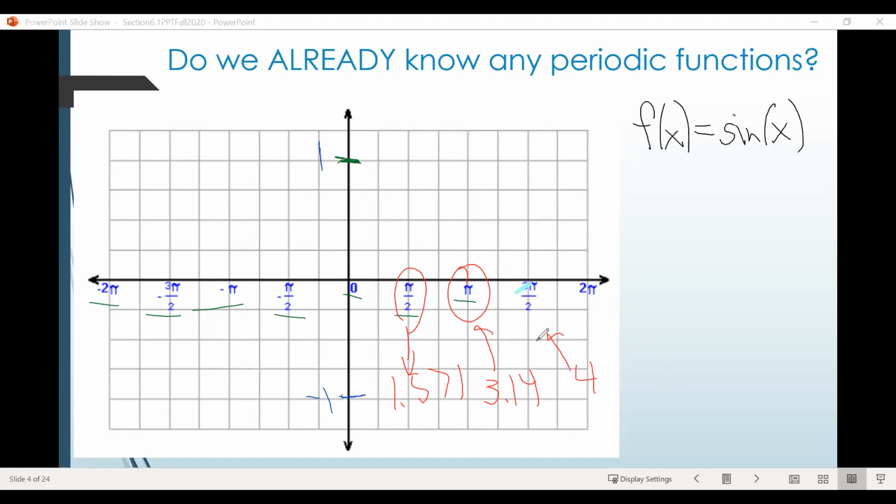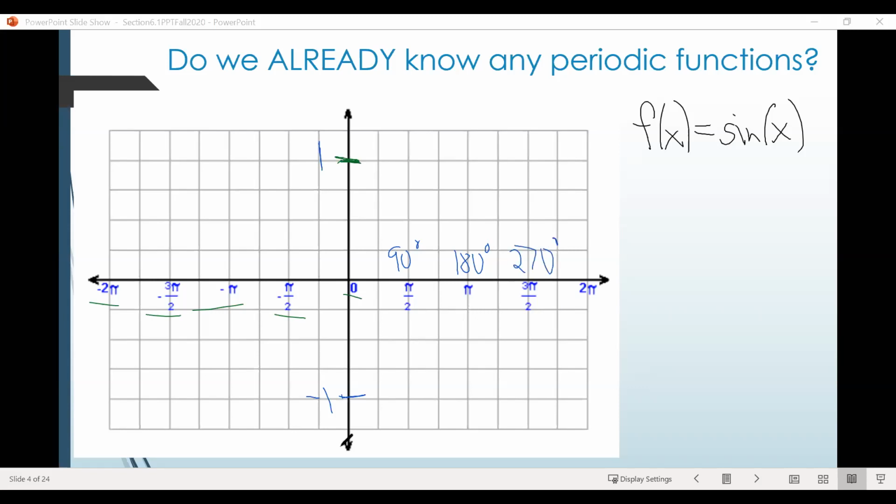If we were to do this plotting in degrees, well, think about the numbers we would need to use. Pi/2 is 90 degrees. Pi is 180 degrees. 3pi/2 is 270 degrees.